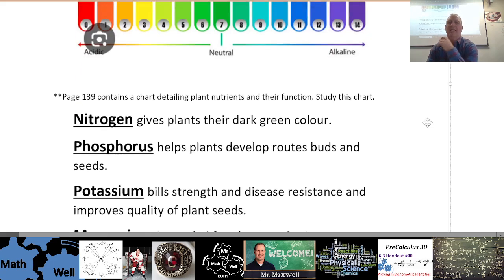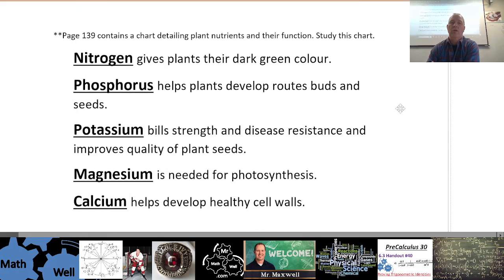All right. Page 139 contains a chart detailing plant nutrients and their function. So we've mentioned nutrients a couple times. Let's talk about what nutrients are. Okay, so these are some important nutrients. Elements on the periodic table too, you'll find. Okay, these plant nutrients.